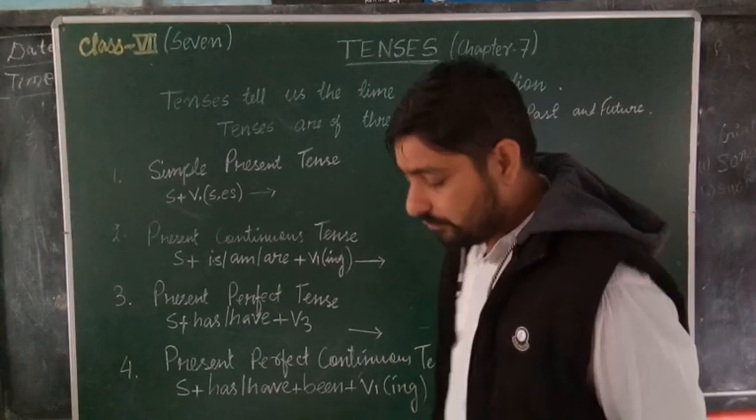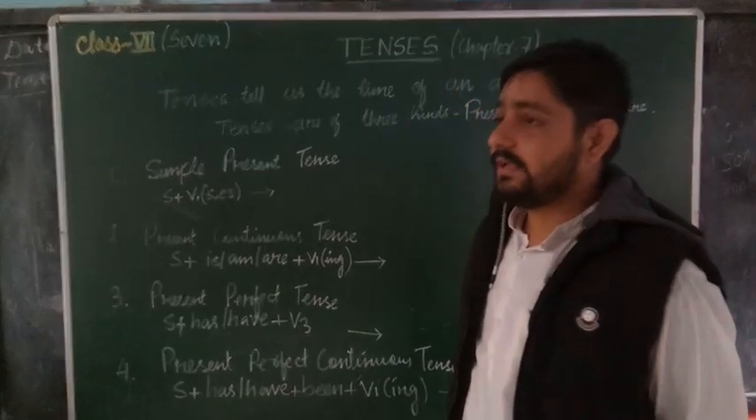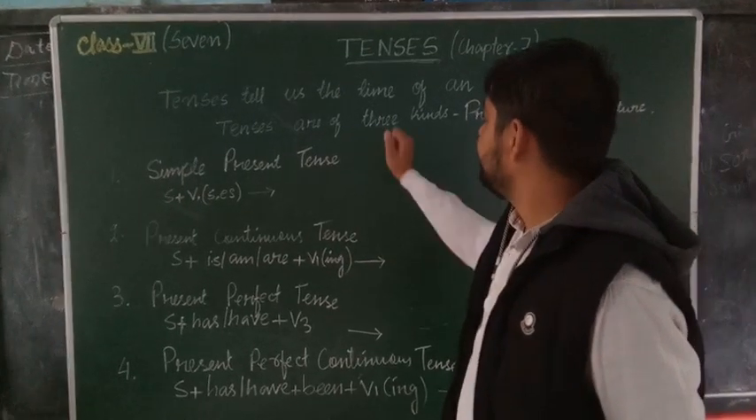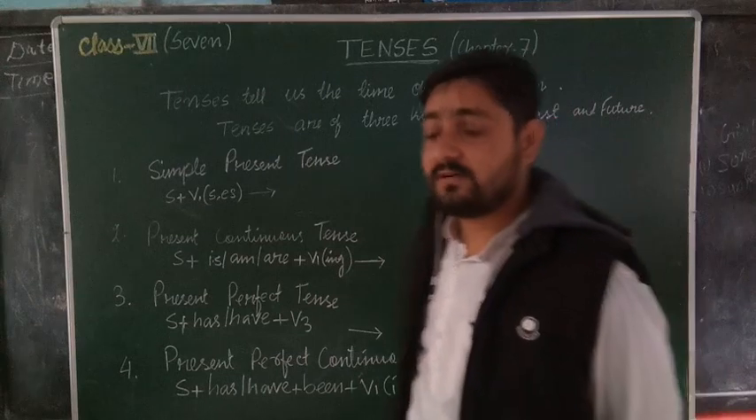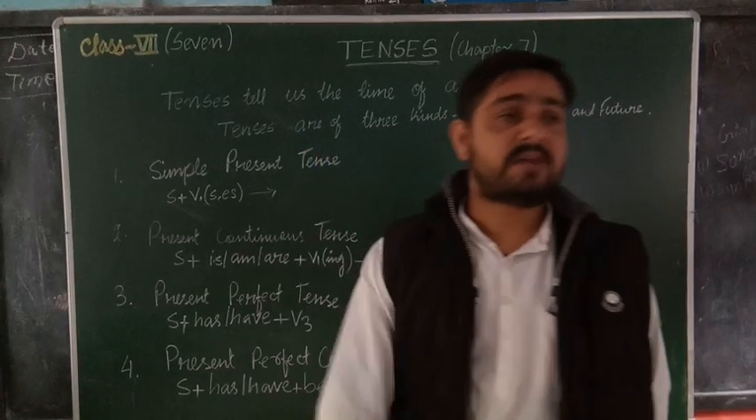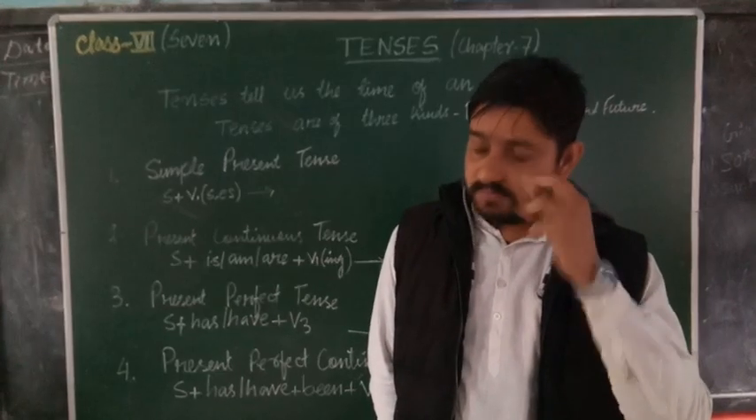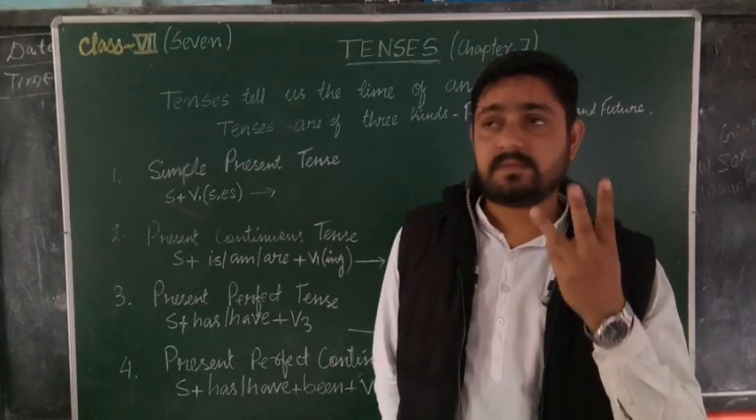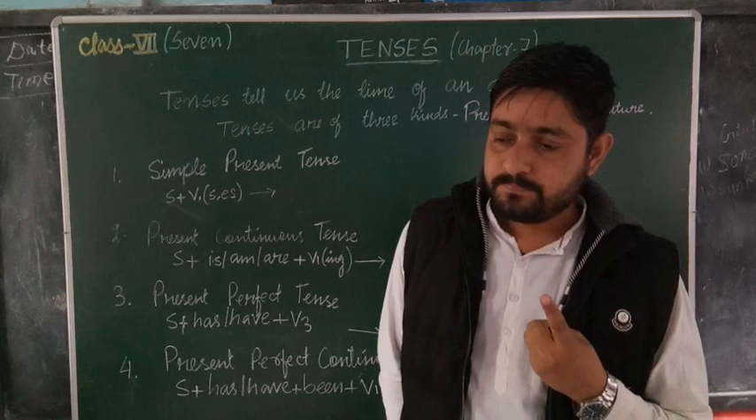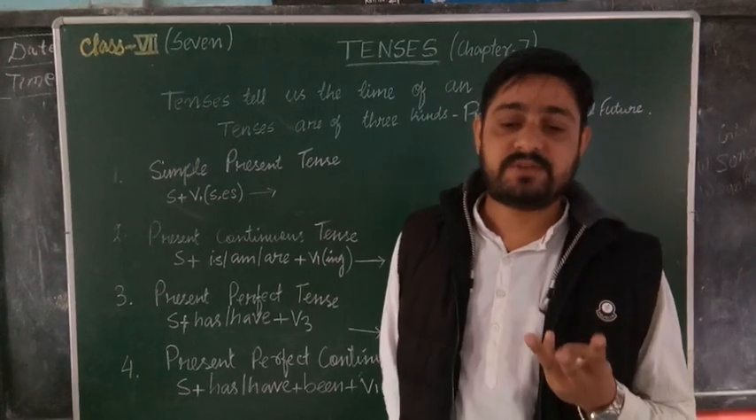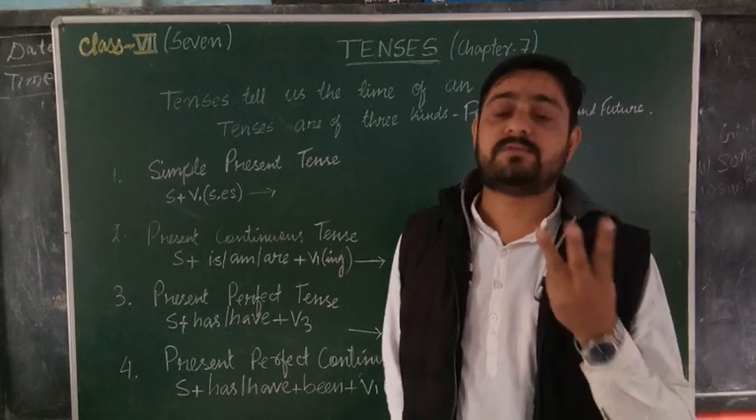Now there are three kinds of tenses. Tenses are of how many kinds? There are three major tenses: present tense, past tense, and future tense.